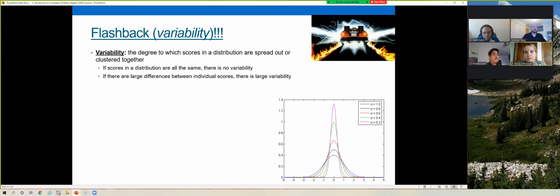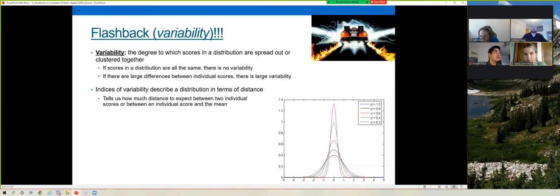But if I've got a data set where I have large differences between individual scores, I would say there's a large amount of variability in that. So when we're talking about variability, this is just a non-specific metric of the extent to which scores are spread out or condensed together. Okay.